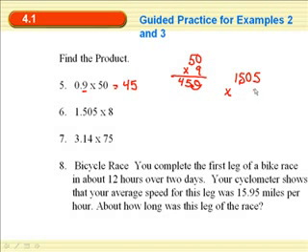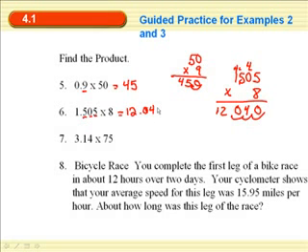1505 times 8: 0, carry the 4, that'd be a 4, another 40, carry the 4, 8, that'd be 12. Put in 3 decimal places. You can't forget those decimal places. 1, 2, 3. So that would be 12.040.